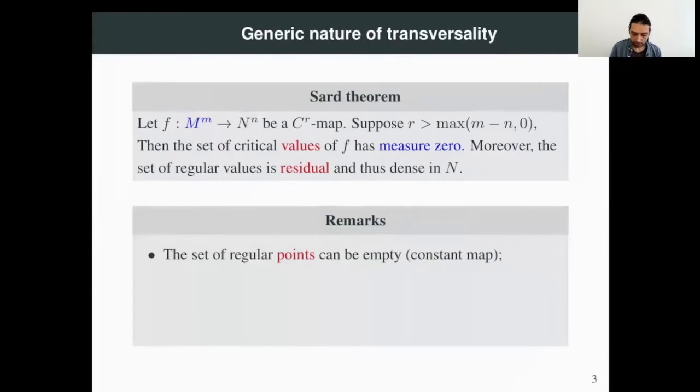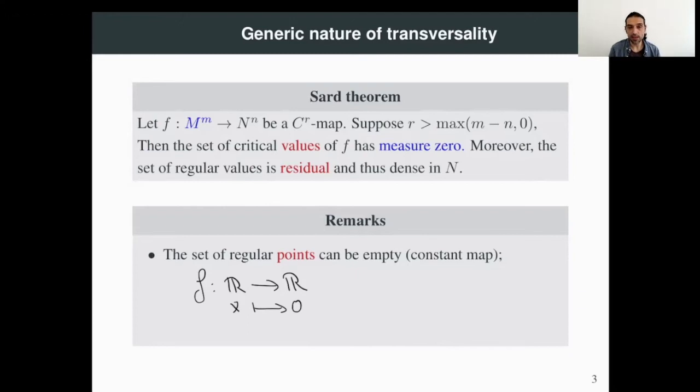Let's point out that here in the theorem, the set that has measure zero is the set of critical values. As we already saw, if we consider a map from the line to the line that is the constant map, the set of critical points is the whole line. So of course, it's not a set of measure zero, and the set that has measure zero is the set of critical values. So that is something that we have to consider.